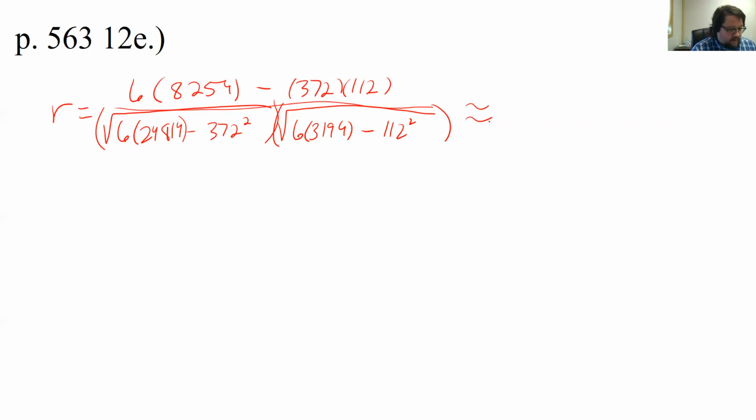Okay, throw that in our calculator, see what we get. And again, when I put it in the calculator, I'm not going to use all the parentheses, but make sure you put the top in a parenthesis and the bottom in a parenthesis so it'll work out right. 6 times 8254 minus 372 times 112, divide by square root, times another square root, close the bottom.